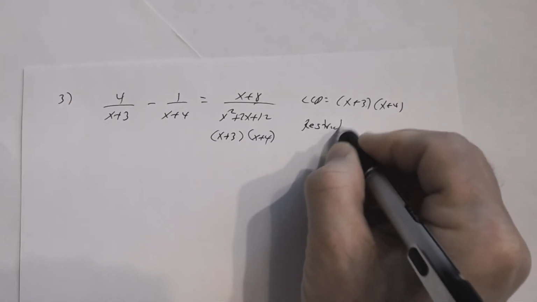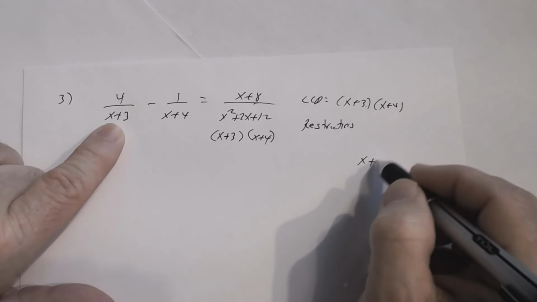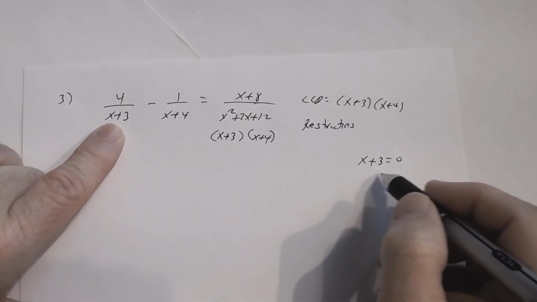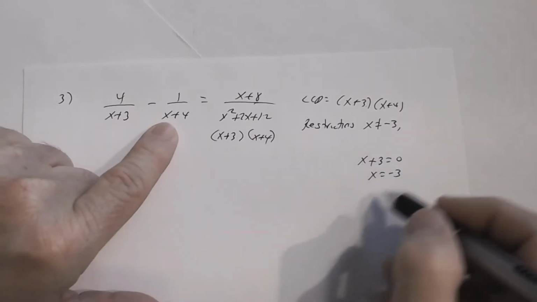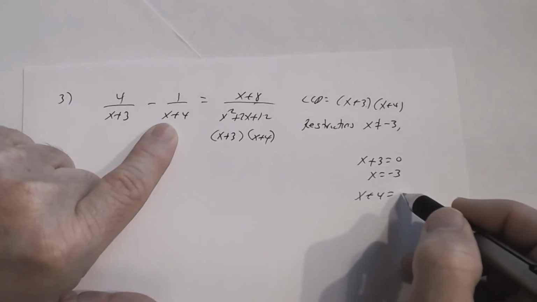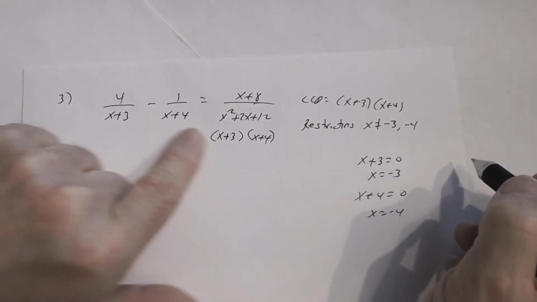I forgot to do that. So the restrictions. When is x plus 3 equal to 0? x plus 3 is equal to 0 when x equals negative 3. So there's one of my restrictions. When is x plus 4 equal to 0? Well, x plus 4 is equal to 0 when x equals negative 4. So there's another restriction.